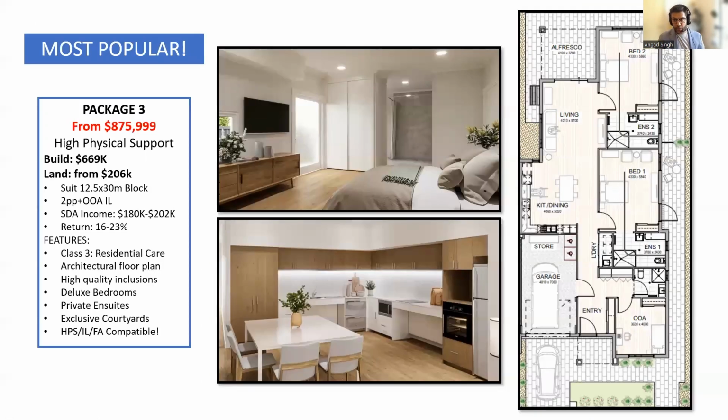This is by far our most popular package. This is our high physical support package. It's our 2-participant high physical support. In order to get this package, you do need a slightly larger block size than before. So 12.5 by 30, which is a very common block size, by the way.